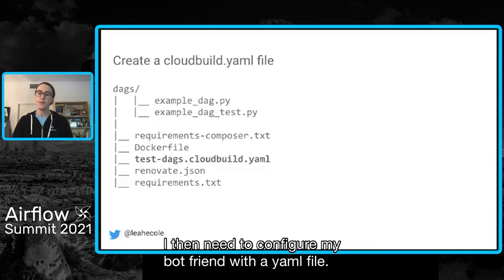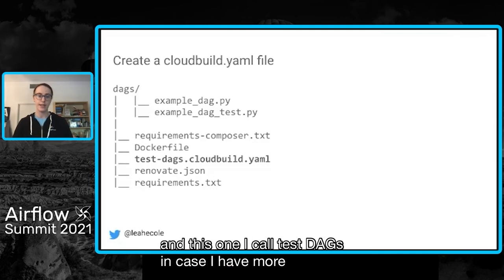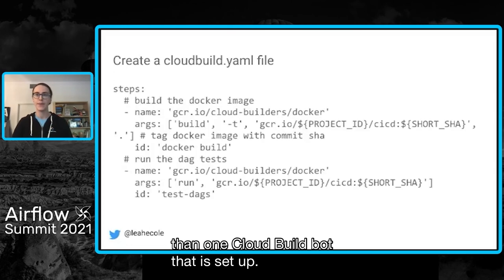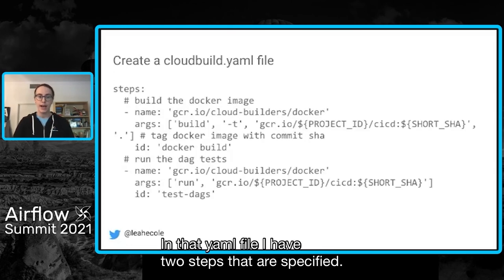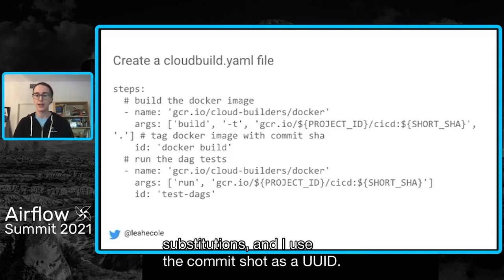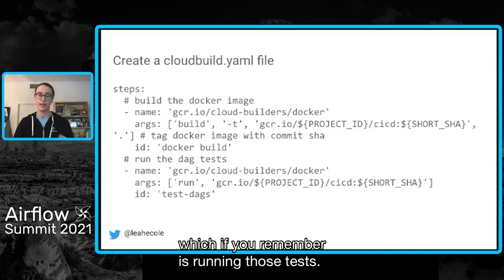I then need to configure my bot friend with a YAML file. That is what Cloud Build specifically needs to be configured. And this one I call test DAGs in case I have more than one Cloud Build bot that is set up. In that YAML file, I have two steps that are specified. The first builds my Docker image, and it's tagged using some default substitutions, and I use the commit SHA as a UUID. And then the second step runs that container image, which, if you remember, is running those tests.